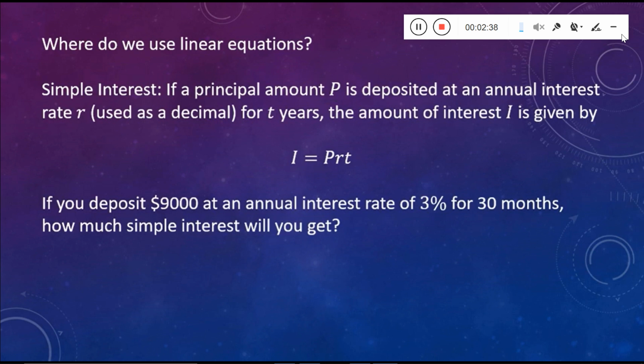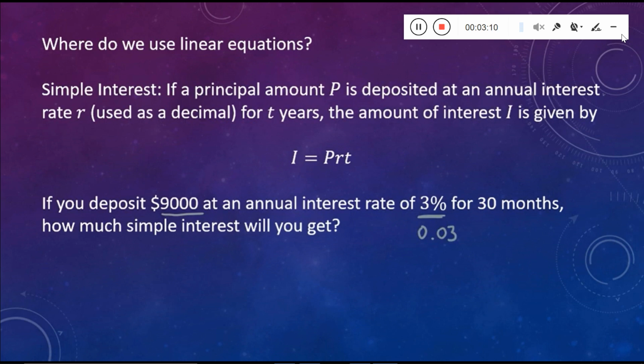So here is just a sample practice problem. If I deposit $9,000 into a savings account and my account has an annual interest rate of 3%, and I leave it in there for 30 months, how much simple interest am I going to get? So 9,000 is our P. That's how much we put in to start. The annual interest rate is 3%, but like we said, we use it as a decimal. So as a decimal, that's 0.03.